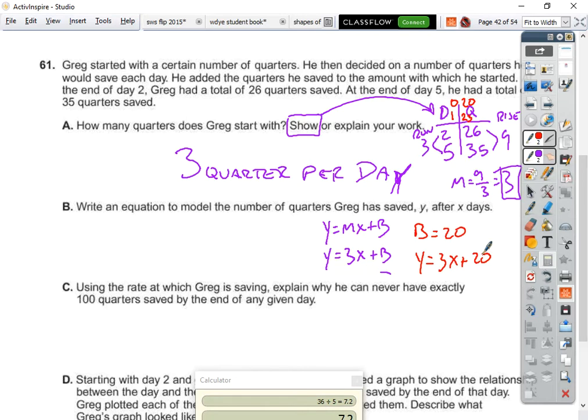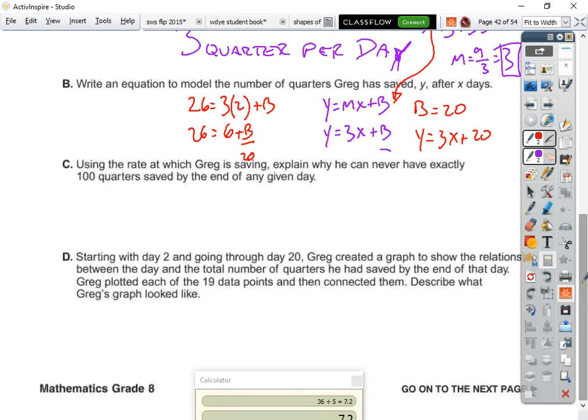Now I could also have taken a point, oh no, let's take this one, and plugged it in. So using that method, my y value would be 26 is equal to 3 times my x value, which is 2, plus b. 3 times 2 is 6, plus b is equal to 26. Now clearly at this point b has to be 20, because 6 plus 20 is 26.